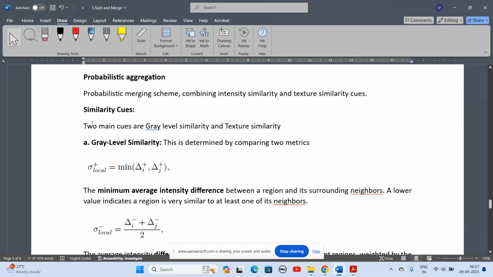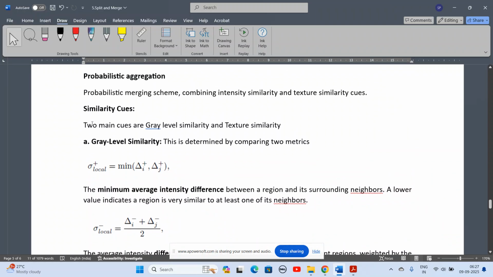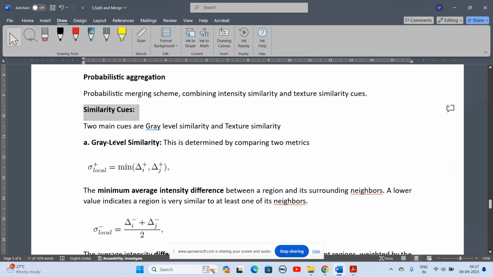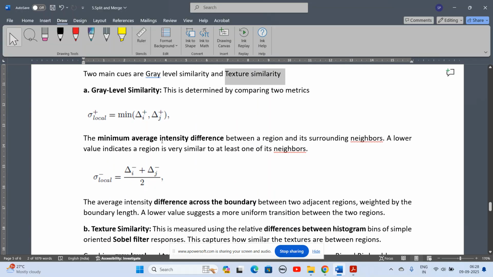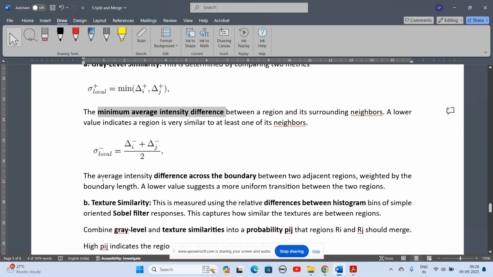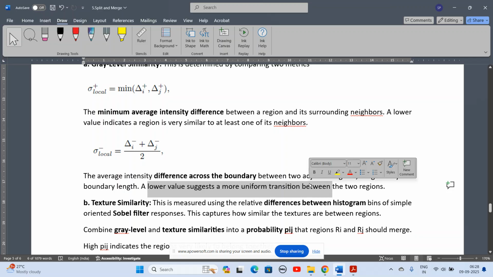Then the probabilistic aggregation. Probabilistic aggregation uses similarity cues. We have two main similarity cues. One is gray level similarity, another one is texture similarity. In gray level similarity, we will find the minimum average intensity difference using this formula, as well as we will find the average intensity difference across the boundaries. Based on both the values, a lower value suggests a more uniform transition between two regions.